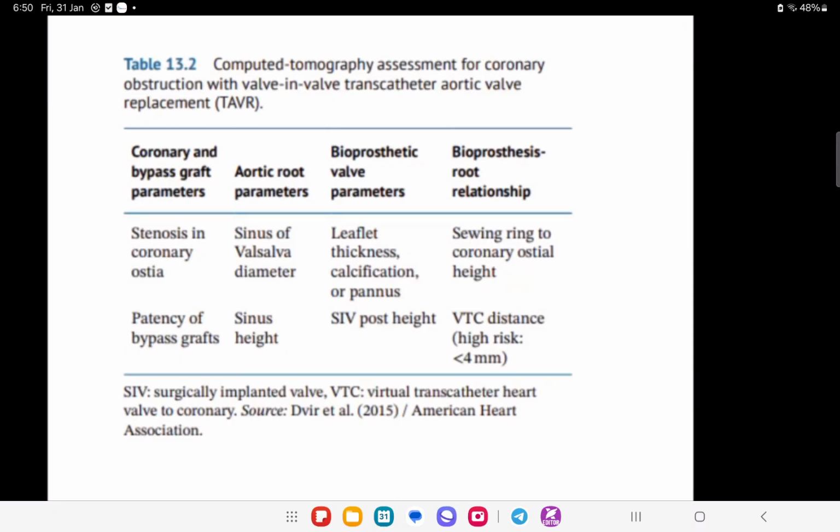Whereas bioprosthetic root relationship, sieving ring to the coronary ostial height, and the virtual transcatheter valve to coronary height should be less high. If it is less than 4 mm, it indicates high risk.